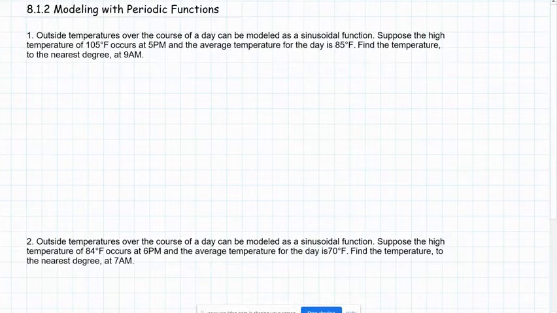So number one, we have temperature fluctuations throughout the year, or actually throughout a day. It says the temperature can be modeled by a sinusoidal function. Now the term sinusoidal doesn't mean we have to use a sine function. Both sine and cosine are sinusoidal graphs. They both have the same shape. That shape of the graph, where it goes up and down like this, is called sinusoidal. So it can be done with sine or cosine.